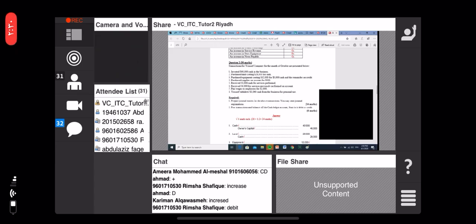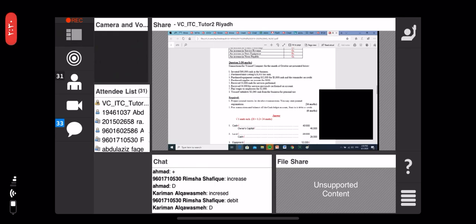Transaction number 3. Equipment costing 12,000 for 3,000 cash and the remainder on credit. Now in transaction number 3, how many accounts do we have? Yes, Ahmed, we have 3. So what accounts do we have? We have equipment, cash, and account payable. So what is the amount of account payable? Account payable will be 12,000 minus 3,000, so it will be 9,000.